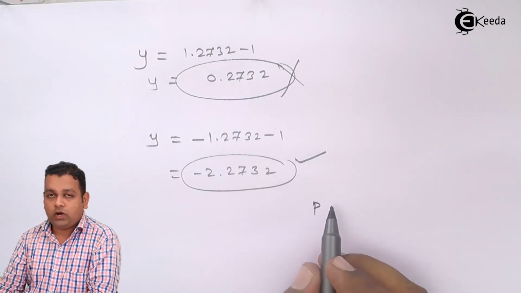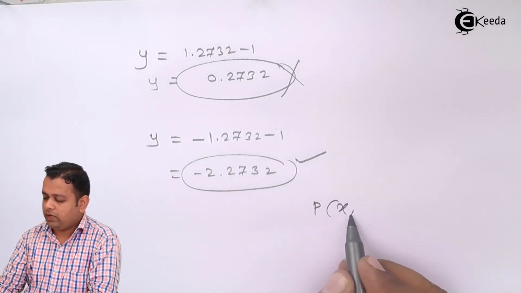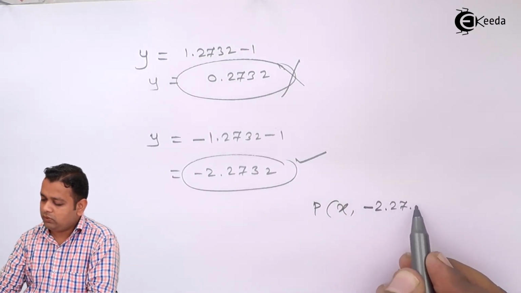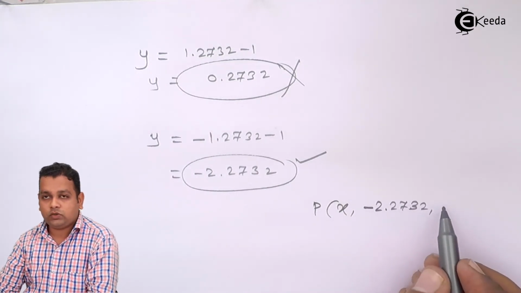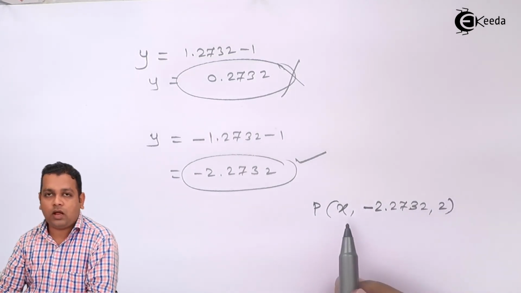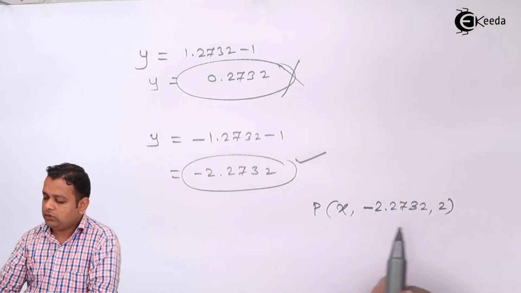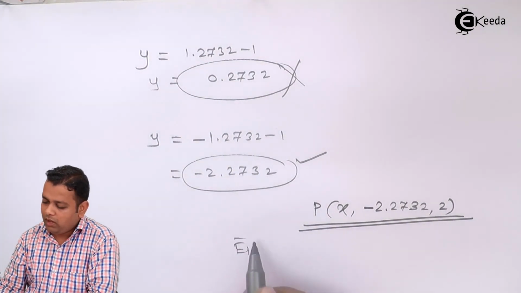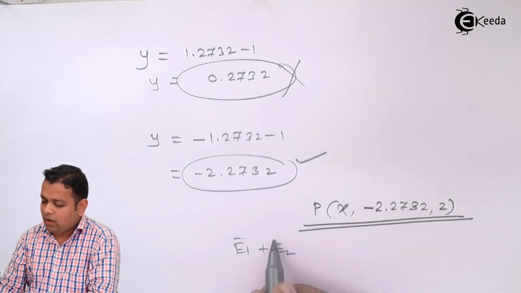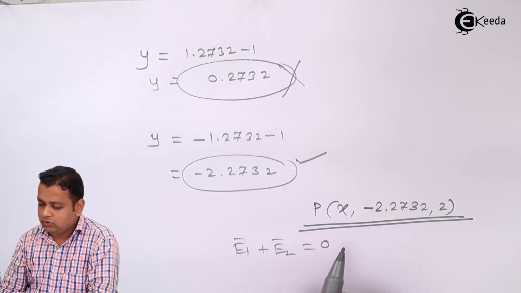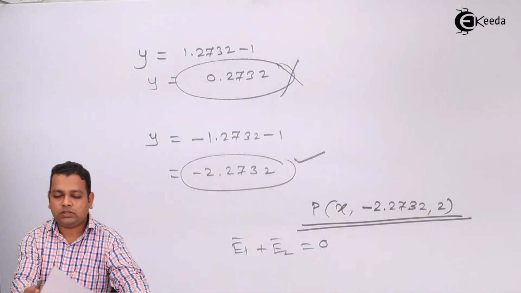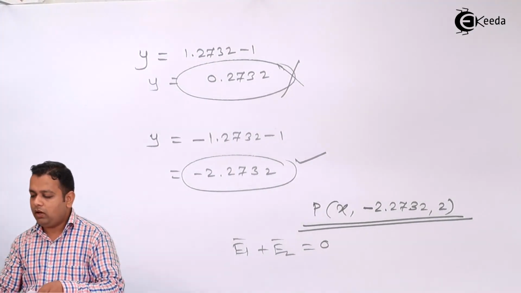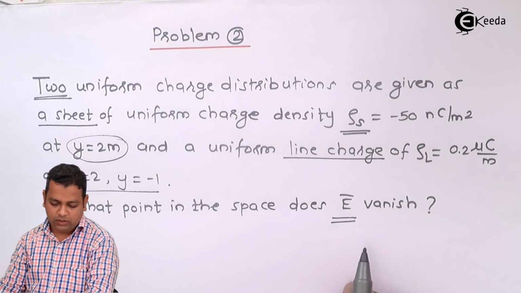Hence, for the field point P, the coordinates will be x, and in place of y we put minus 2.2732, and in place of z we have already derived the value to be equal to 2. So this is the field point where E1 bar and E2 bar sum to 0. So they satisfy the condition that was given in the problem statement. E bar vanishes at this particular field point.